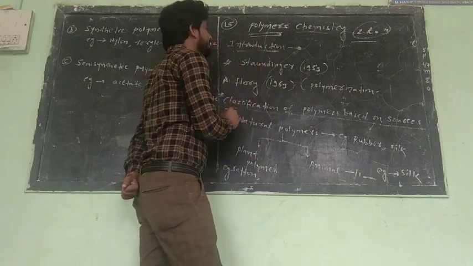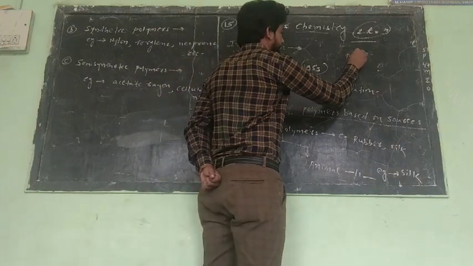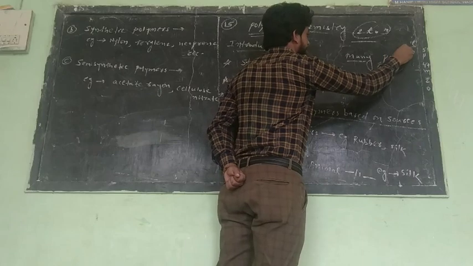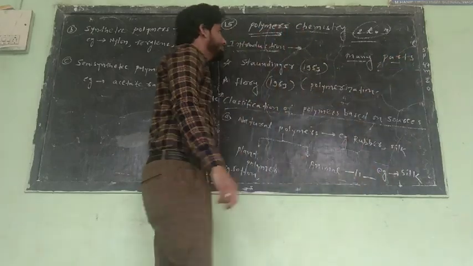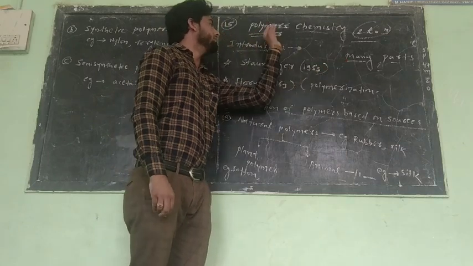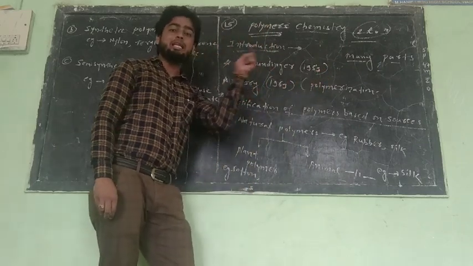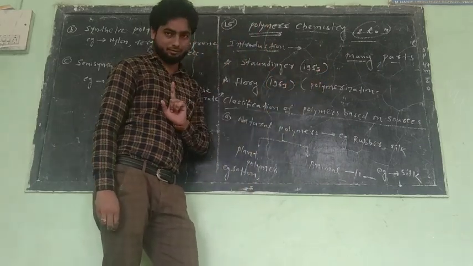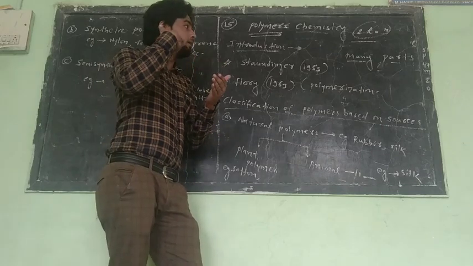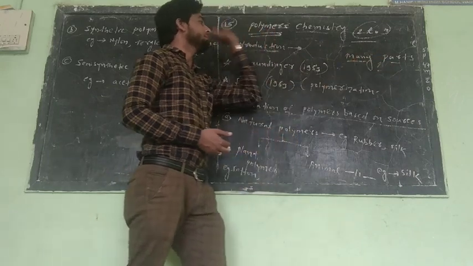The word polymer comes from two words. Poly means many, and mer means parts. It means those compounds which contain many parts are called polymers. Those compounds which contain many types of parts are called polymers.